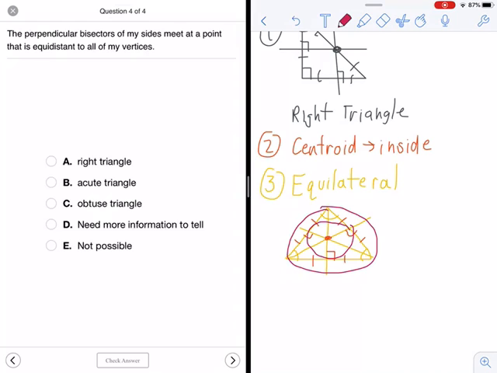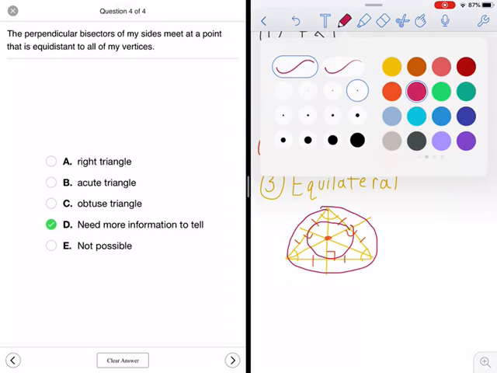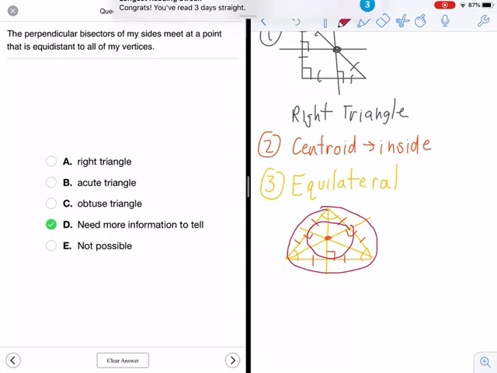The perpendicular bisectors of my sides meet at a point that is equidistant to all my vertices. I'm not very smart. I need more information to tell. So for number 4, we're going to say IDK. We don't know.